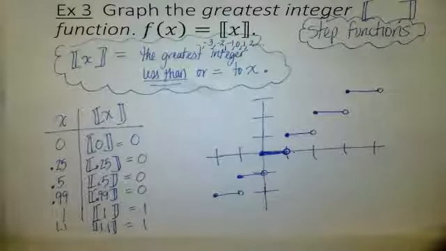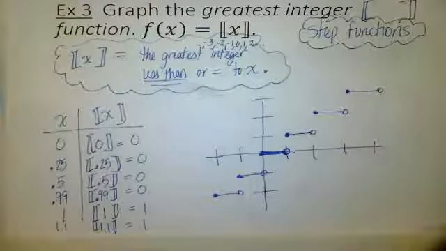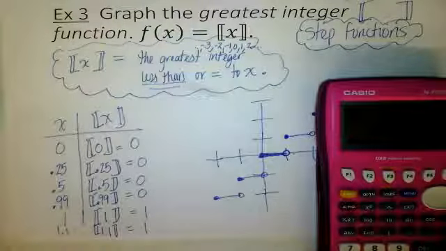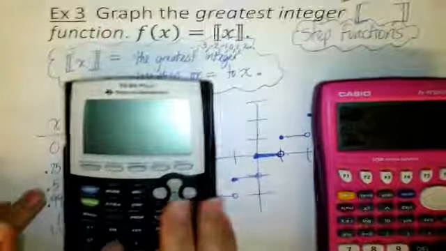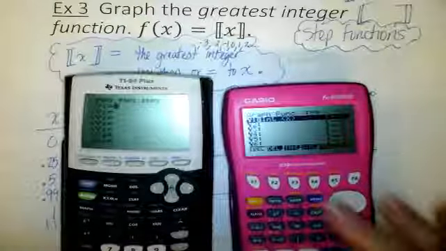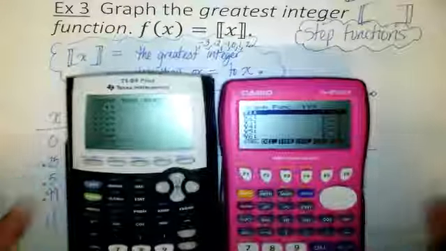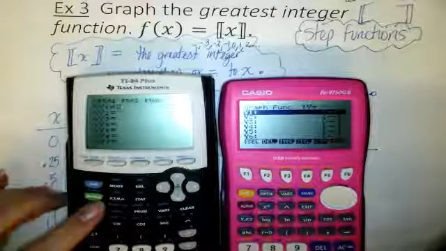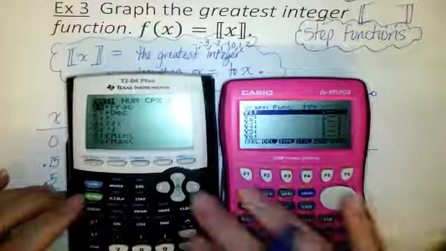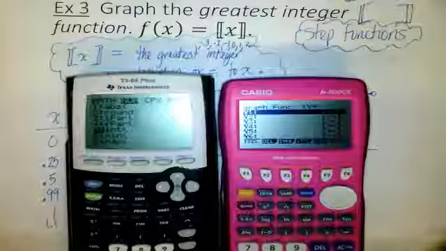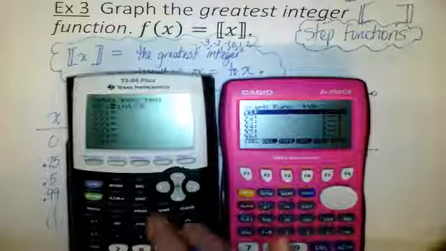Ladies and gentlemen, you do have this on your calculators, so I wanted to show you how to do that. You can go to your y equals menu, your graphing menu. Both of them are kind of similar. For the TI, we need to go to the math menu. Under num, int is the greatest integer function. So math, num, int, greatest integer of x.